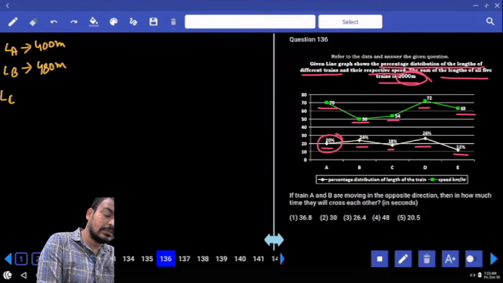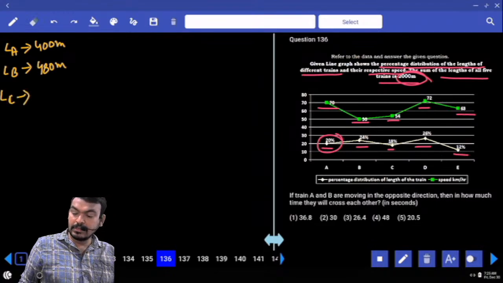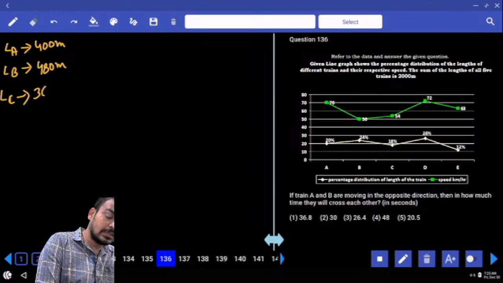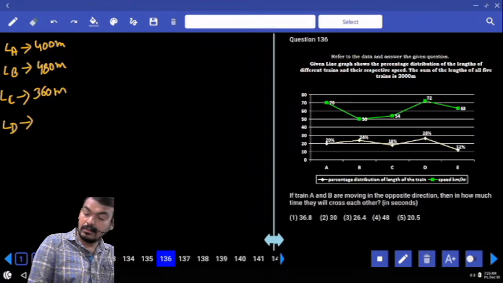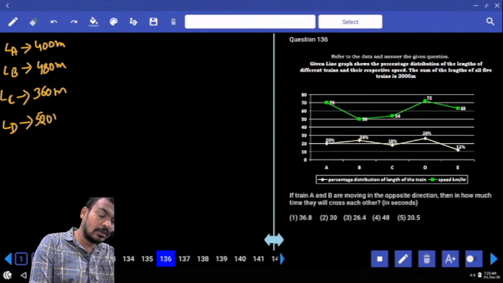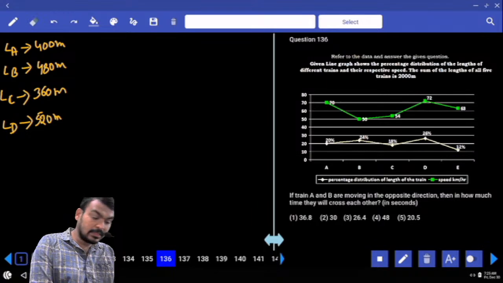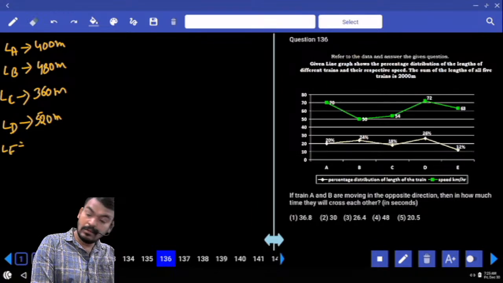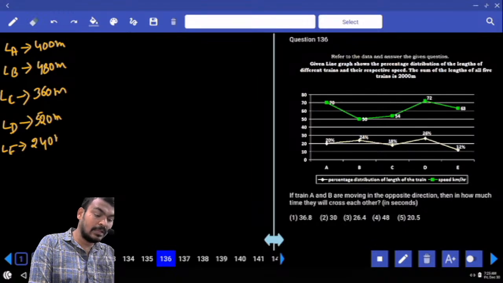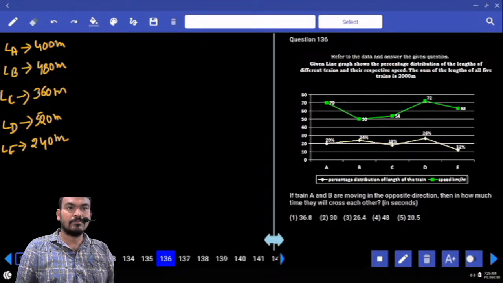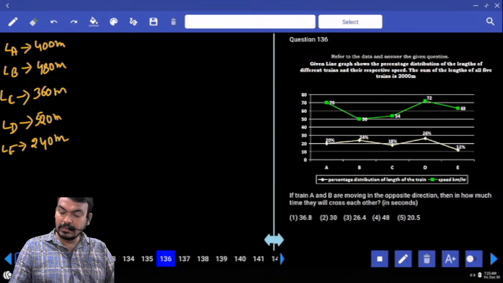Length of train C is 18%, which means 360 meters. Next, length of train D is 26%, which means 520 meters. Next, length of train E is 12%, which means 240 meters. All these are the individual train lengths. And one more, the speeds are also given.